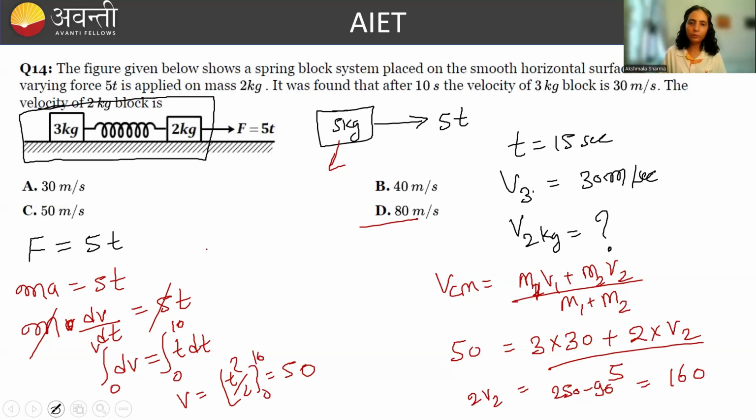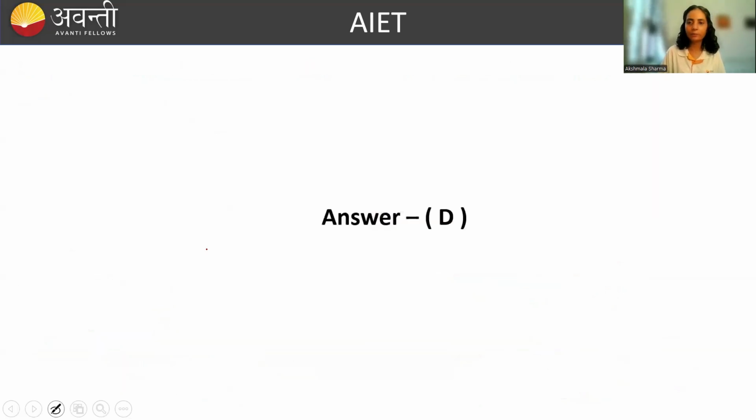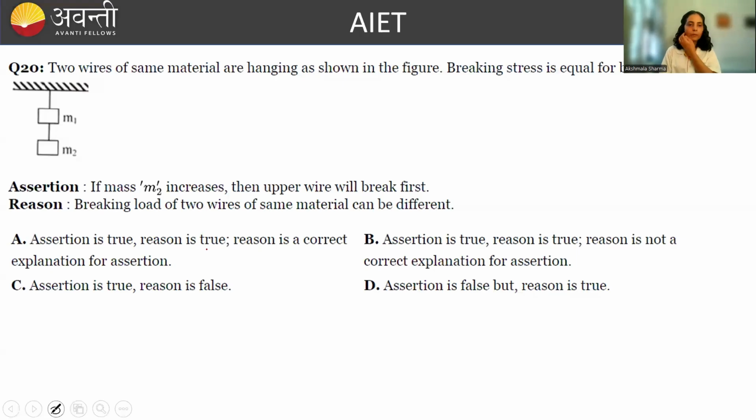Now let's move on to the next question. So let's read the question. Two wires of the same material are hanging as shown in the figure. Breaking stress is equal for both the wires. So breaking stress means the force per unit area such that this force is breaking the wire is the same for both.